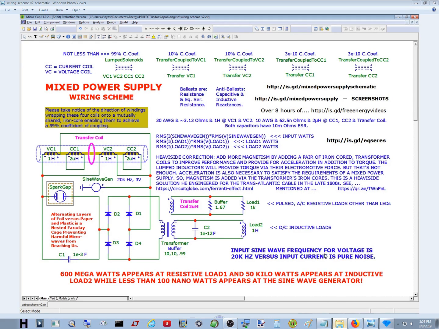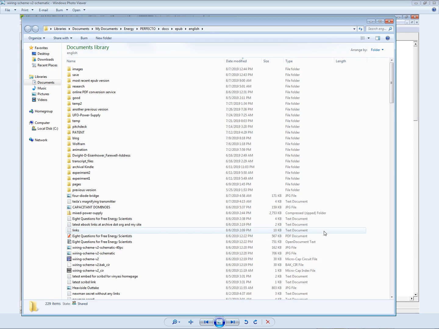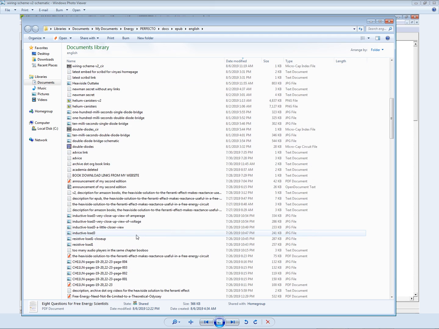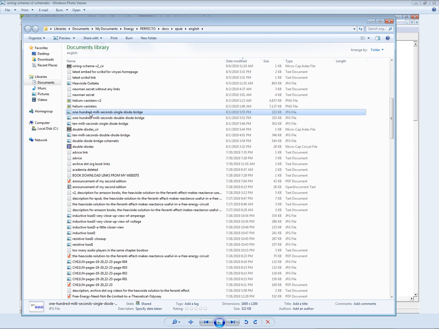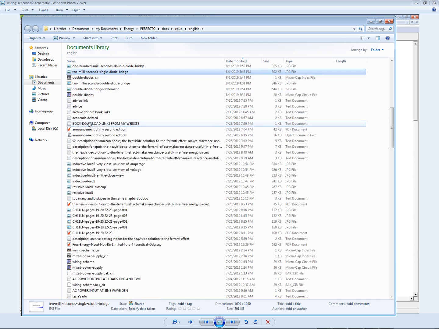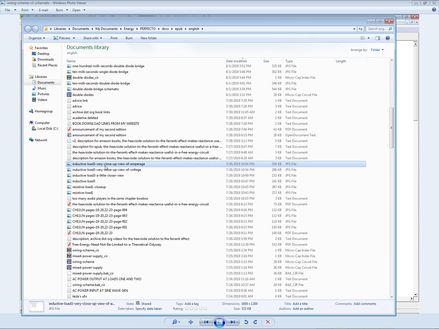Let's see if I can find the... Now I'm curious. I want to go find the picture. Where did I put it? 100 milliseconds. No, that's the inductive load. Well, let's see. Nope, not that one. No, not those. Oh, the inductive load, yes. Okay. The resistive load, inductive load.